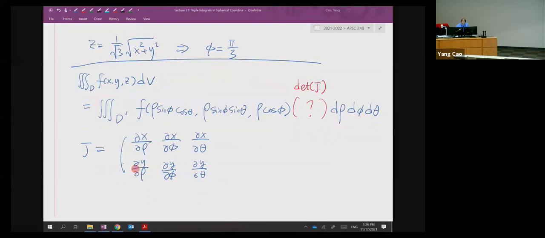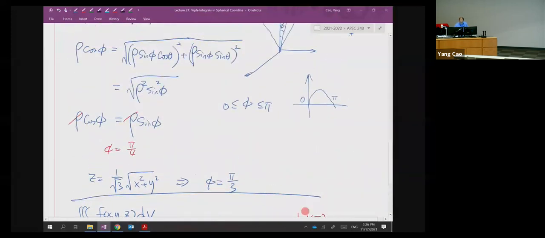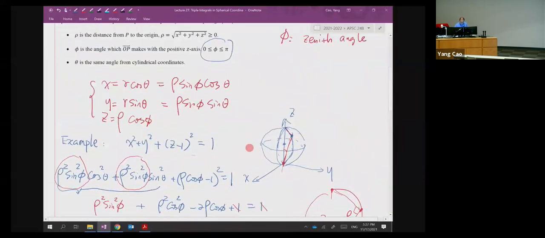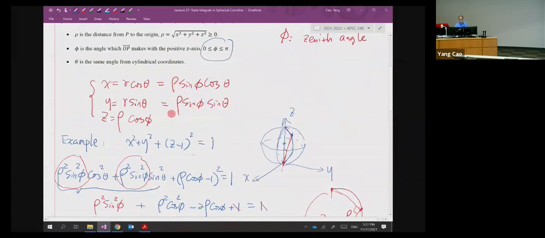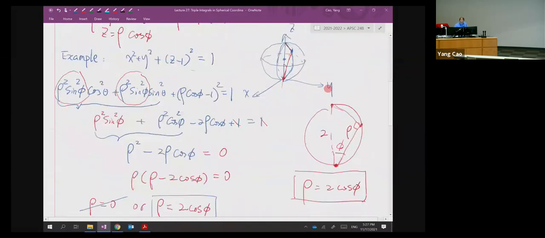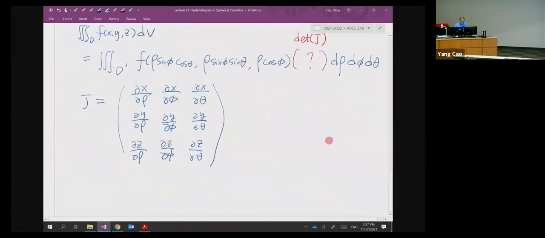And the last row is partial rho, partial z, partial rho, partial z, partial phi. Okay. That's what the Jacobian matrix is. You calculate 9 partial derivatives based on the expression of x, y, z given here, and you plug it into this 3×3 matrix.